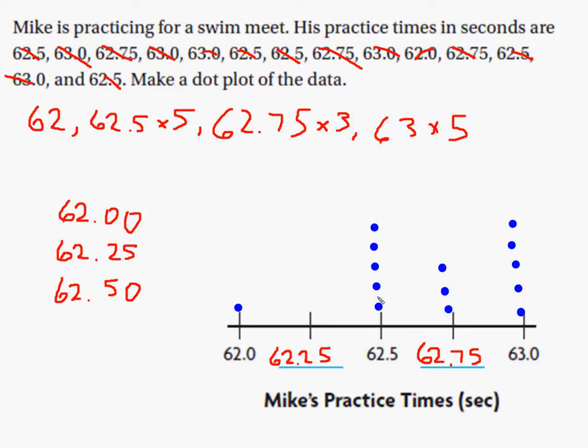Now this is a graphical representation of all of his times, and I can see this is much easier to read than all this list of numbers randomly sorted. I can see that most of the time he gets 63 or 62.5. One time his time was really good, it was 62, but that's unusual.